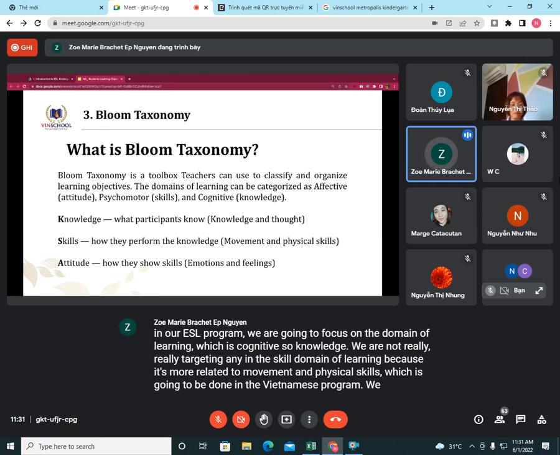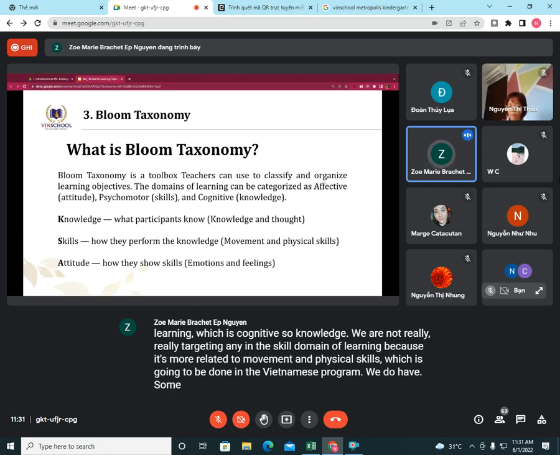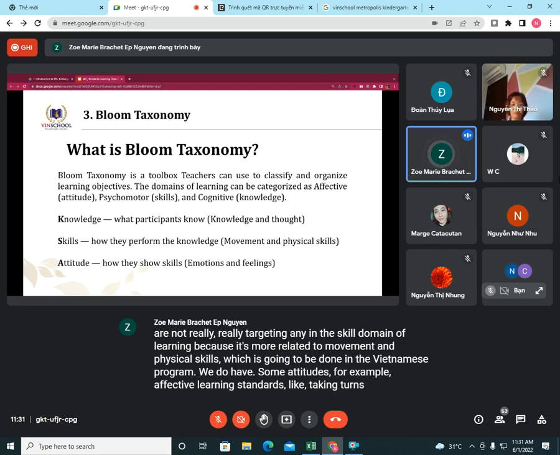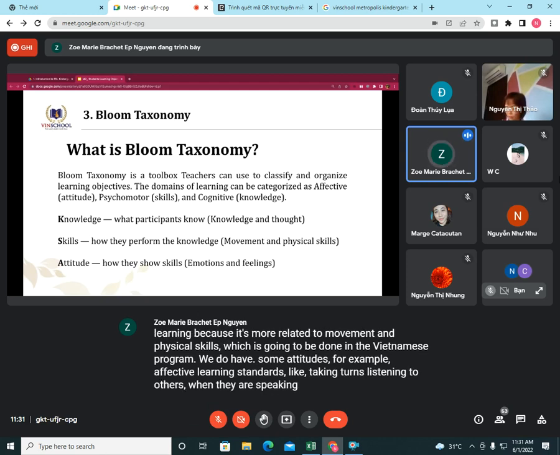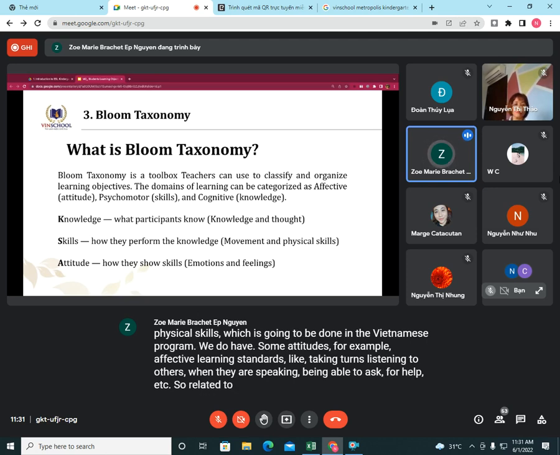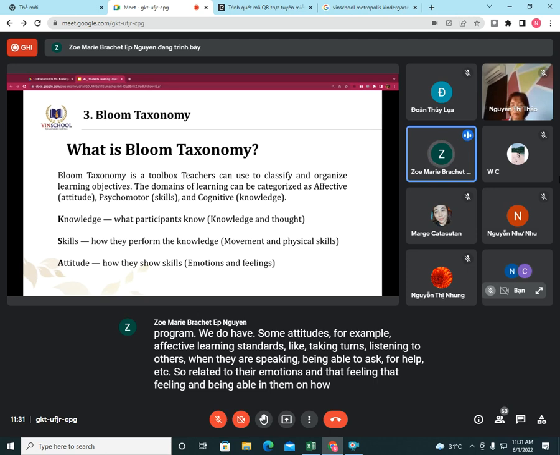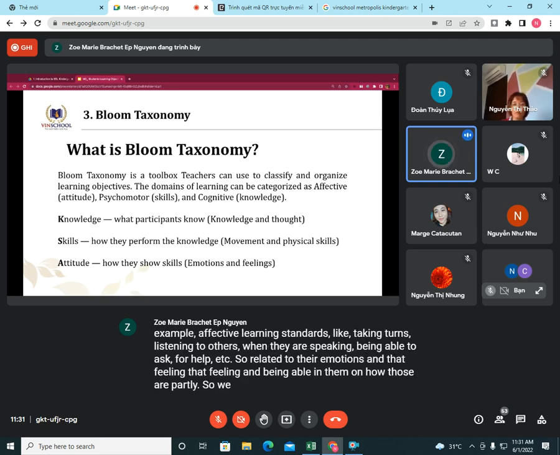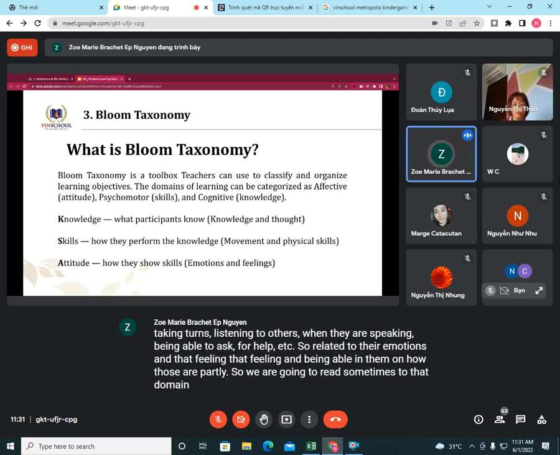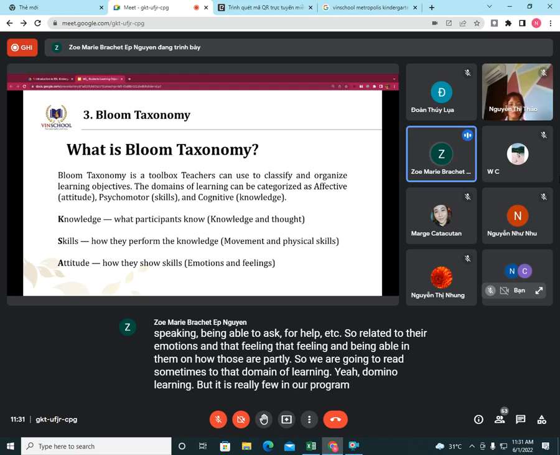We do have some attitudes, or affective learning standards, like taking turns, listening to others when they are speaking, being able to ask for help, etc. So, related to their emotions and their feelings, and being able to express how they feel appropriately. So we are going to refer sometimes to that domain of learning, but it is really few in our program in kindergarten.